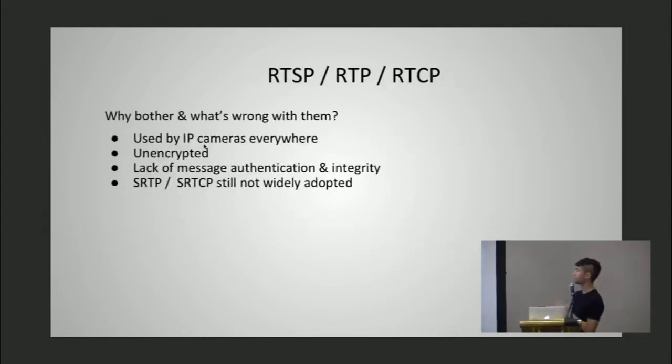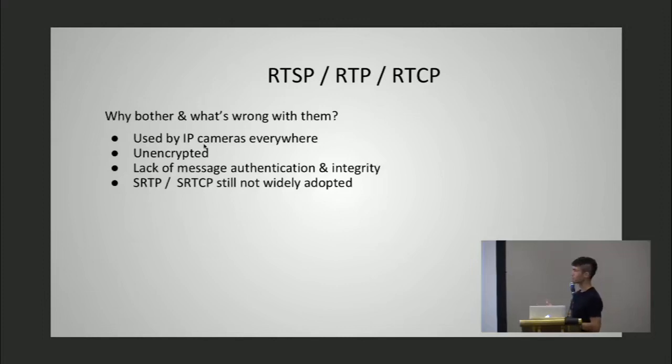RTSP, RTP, and RTCP. Again, as an extension of the work on the IP cameras, whenever those cameras send a video feed to the server, they usually do this using these three protocols. The first one is the controlling protocol, so it sets up the session and then uses some VHS-style commands like play, stop, forward, and so on. RTP is the main data transmission protocol for the video, and then RTCP is just for out-of-band statistics on the performance and so on.